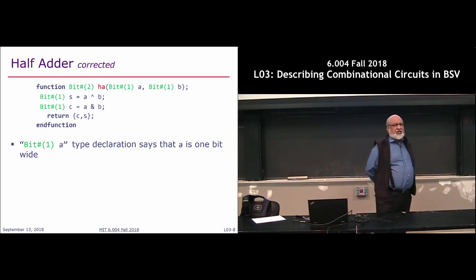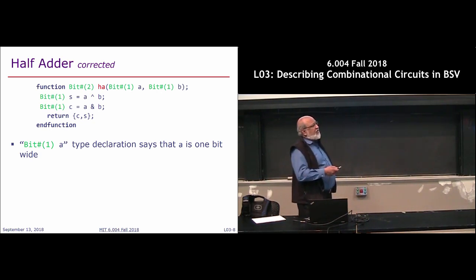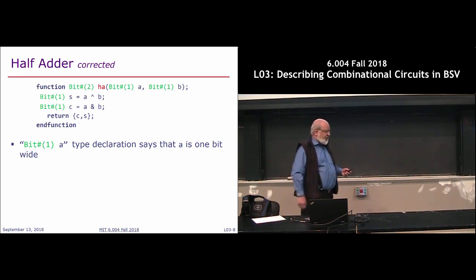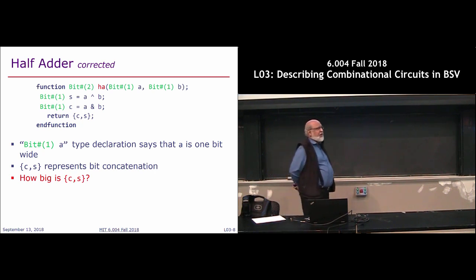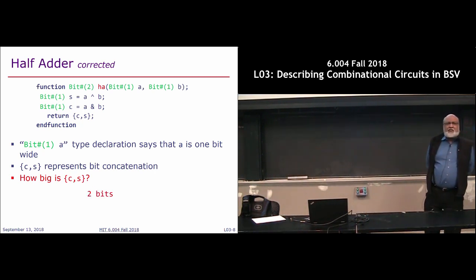And how big is the answer? How big is the answer returned by the half adder program? 2 bits. Why? Because it's returning C and S. Each one of them is 1 bit, and this is a concatenation operation, so it returns 2 bits. How big is C dot S? I already gave you the answer. It's 2 bits. Yes.